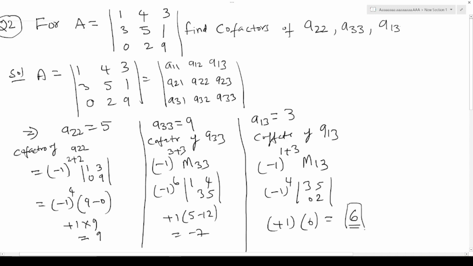So these are the required cofactors: the cofactor of A22 is 9, the cofactor of A33 is minus 7, and the cofactor of A13 is 6.